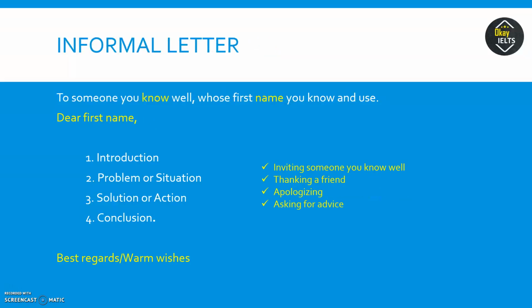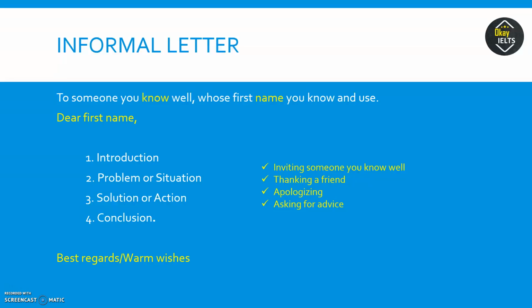Let's see here. Now, informal letter: to someone you know very well. You know the first name or last name. You have met them a number of times. For example, inviting someone you know very well, thanking a friend, saying sorry, or asking for advice. These types of essays are known as informal letters. Just by seeing that, right? Oh, it's a friend, or it's family, or it's my neighbor. It's going to be an informal letter.